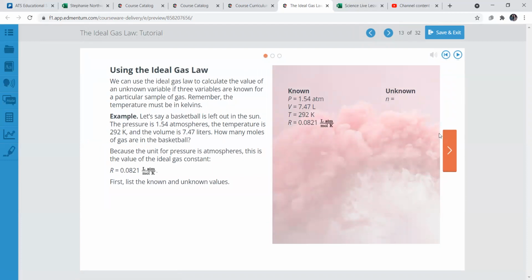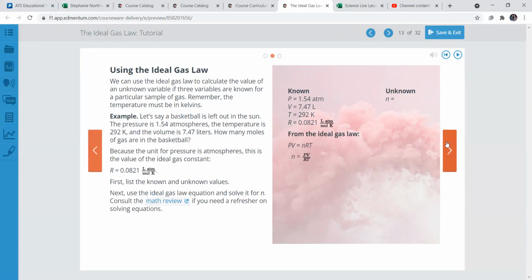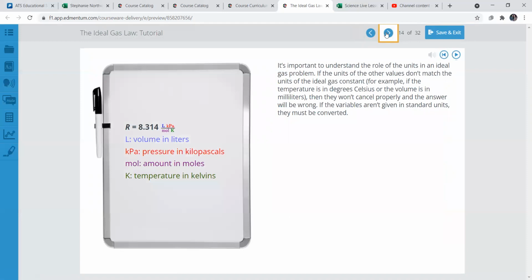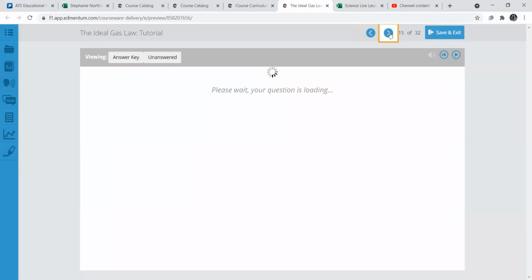Ideal gas law, here are some examples. If you know the numbers but we don't know n, how do we solve it? Here's how we solve for n right here. Substitute the known values, and that's how we do it. I will also have a little mini lesson on this. Now here we have another example. We have volume in liters, pressure in kilopascals, moles as the amount of moles, and temperature in Kelvin. So we would see the temperature written in Kelvin for something like this.